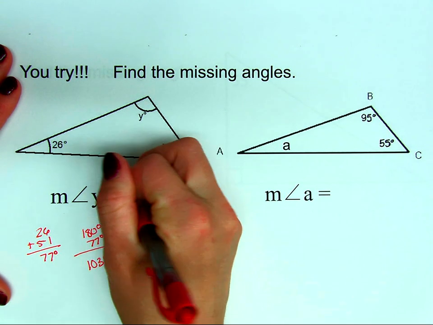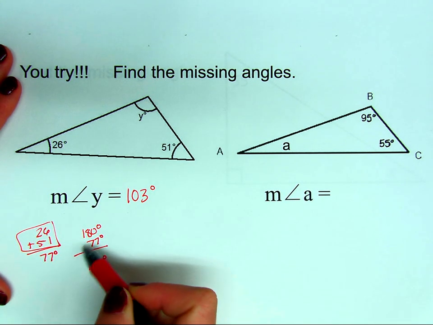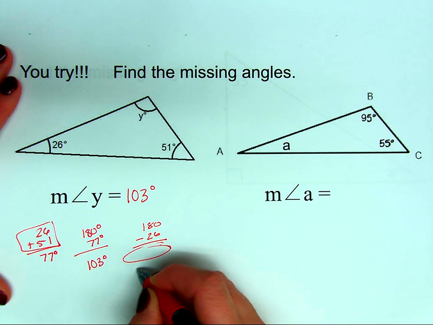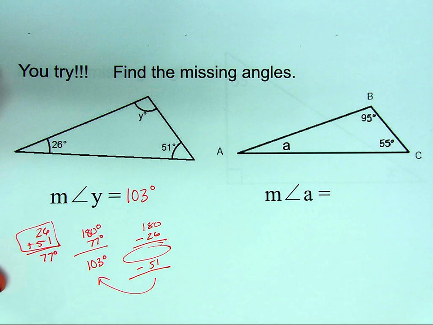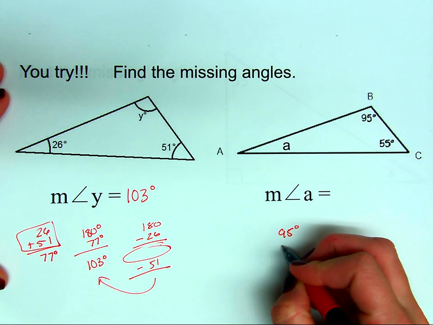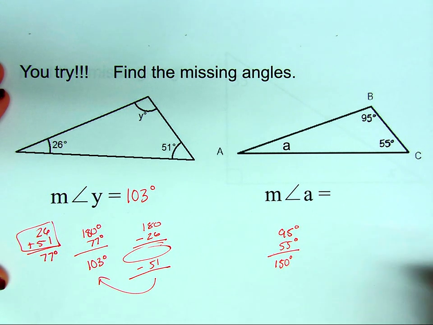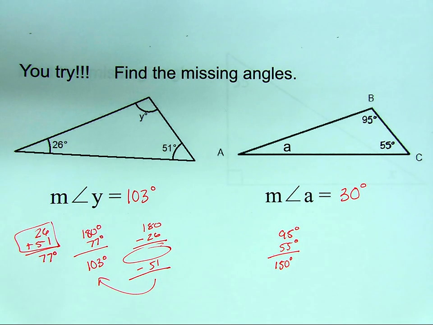So the measure of angle Y is 103 degrees. You don't have to add these and then subtract. You could take the 180, subtract the 26, and then subtract the 51, which would then give you 103 degrees. Totally up to you. I personally like to add my two numbers. So 95 plus 55 gives me 150 degrees. When I take that away from 180, you get 30 degrees for the measure of angle A.